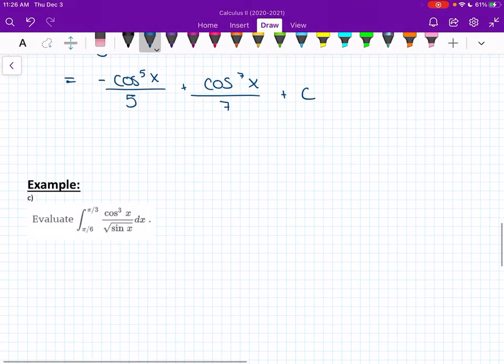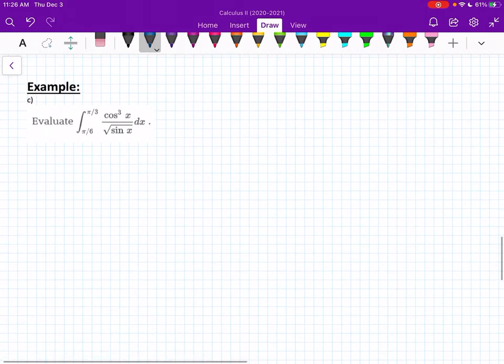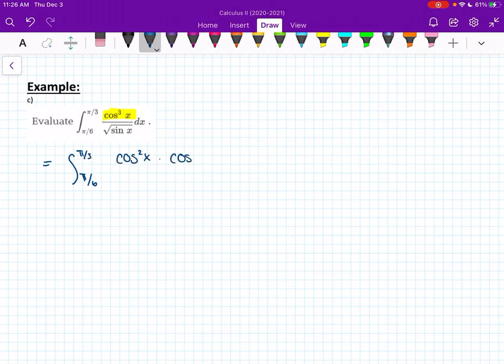In this one, we have a definite integral, and we're evaluating from pi over 6 to pi over 3 of cosine cubed of x over the square root of sine x dx. All right, so this one we have an odd power of cosine. So I'm going to rewrite that numerator as cosine squared of x times cosine of x, all over square root of sine x. And then I'm going to change that cosine squared to 1 minus sine squared.